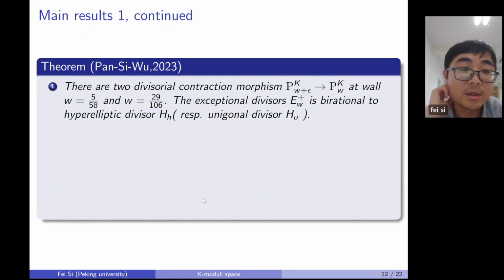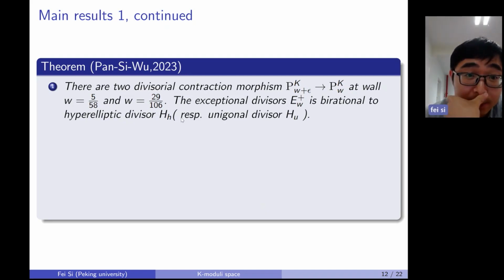Then we also identify some divisorial contractions of this wall crossing. The first divisorial contraction is obtained by the blow up of this wall. You will get the birational transform of hyperelliptic divisors, and then the second divisorial contraction is the unigonal divisor. You will get the unigonal divisors.